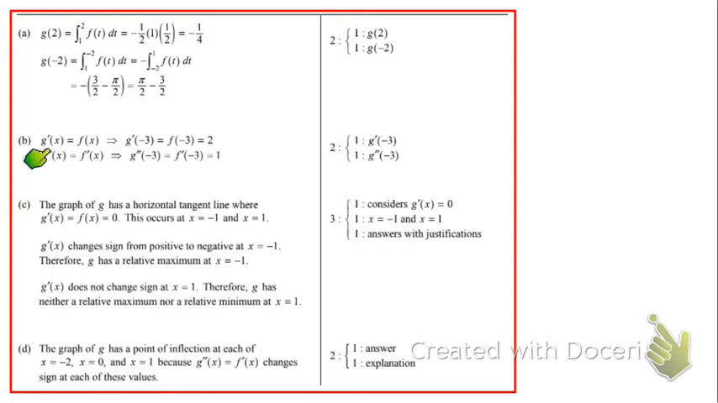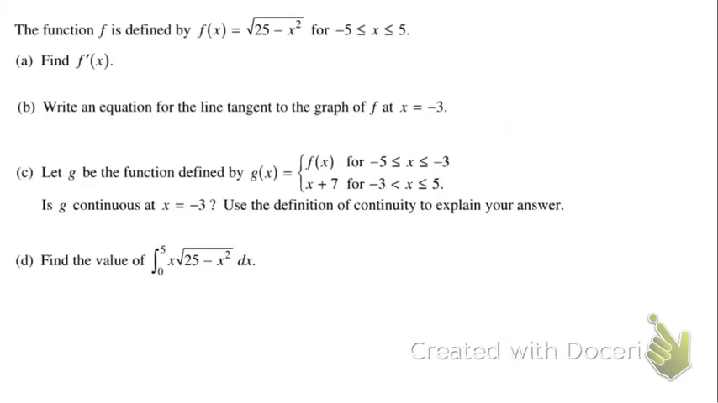On this one, the derivative was equal to 2. Second derivative was equal to 1. Notice how they show their work, by the way, to show the relationship between the derivatives. So here they show that the derivative of g is equal to f. Therefore, g prime of negative 3 is equal to f of negative 3. Here they show that the second derivative of g is equal to the first derivative of f, and therefore it's equal to 1. 1 point each for those.